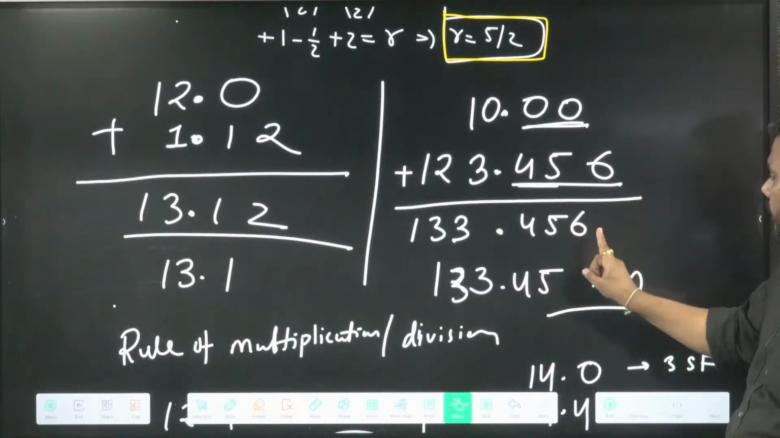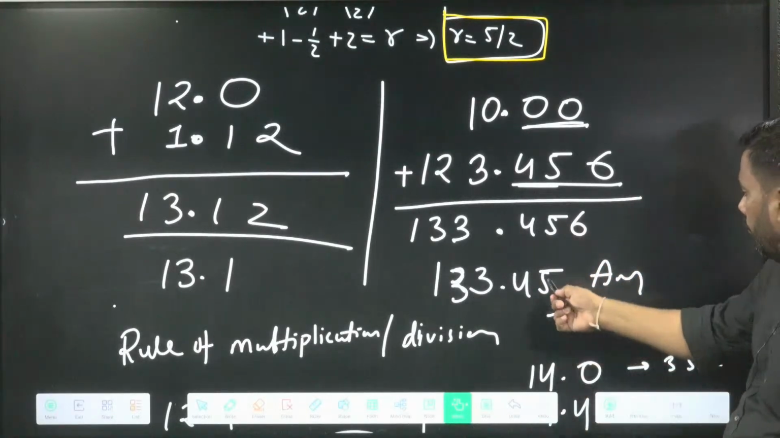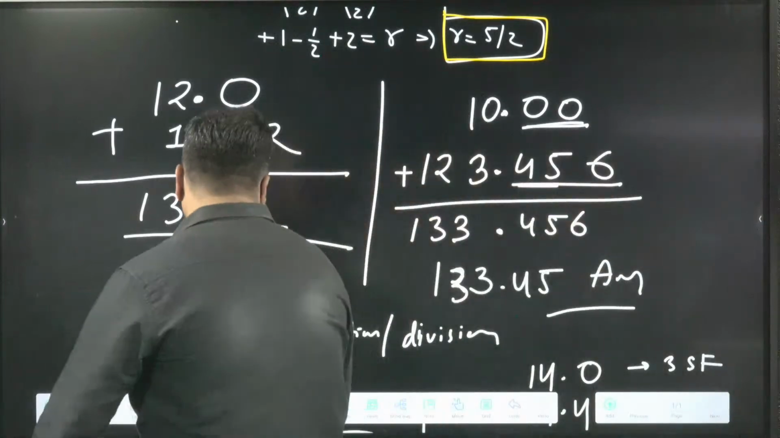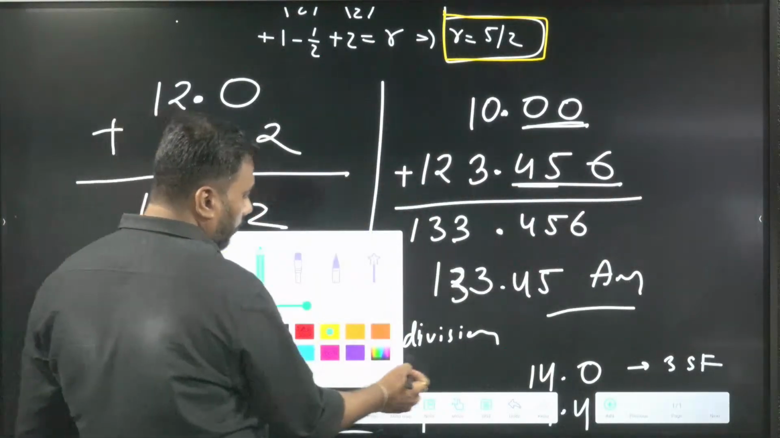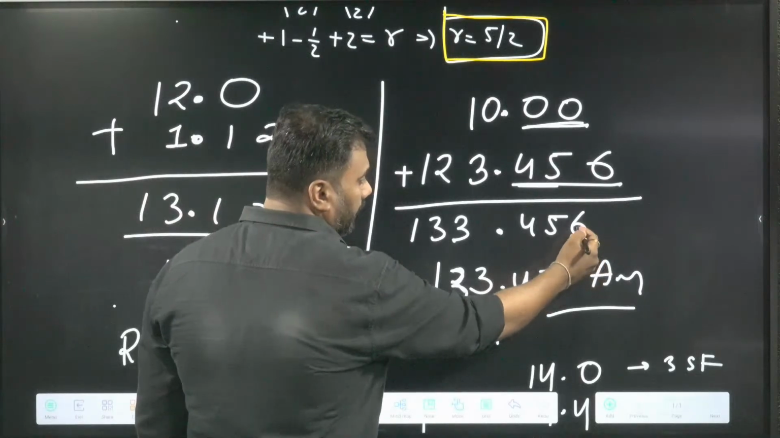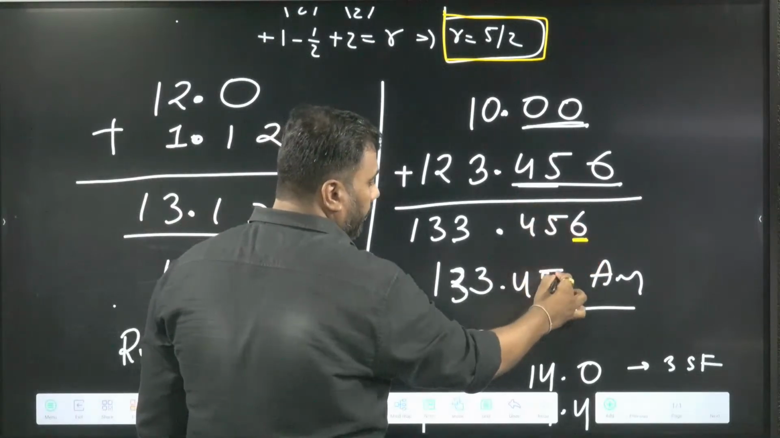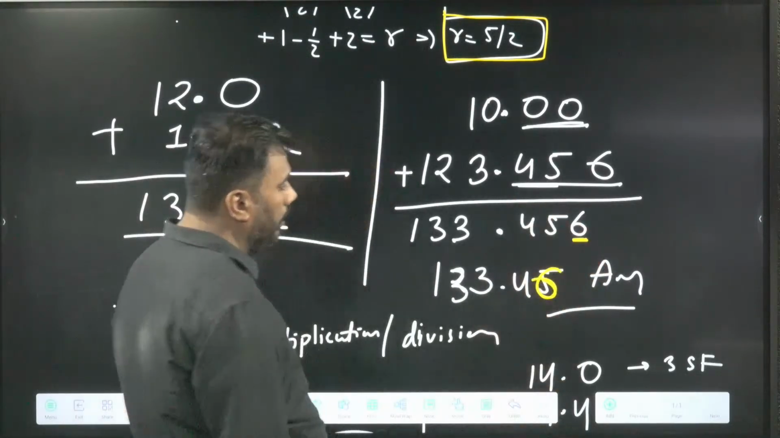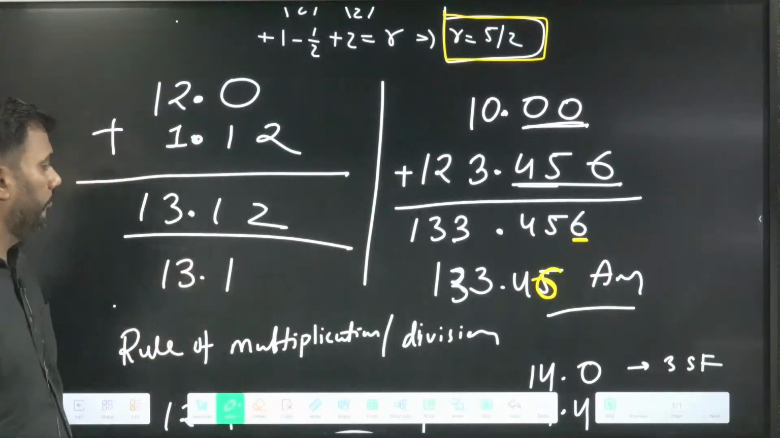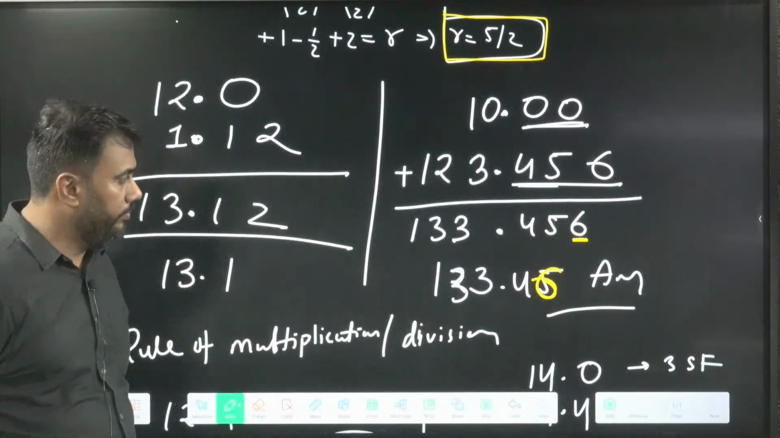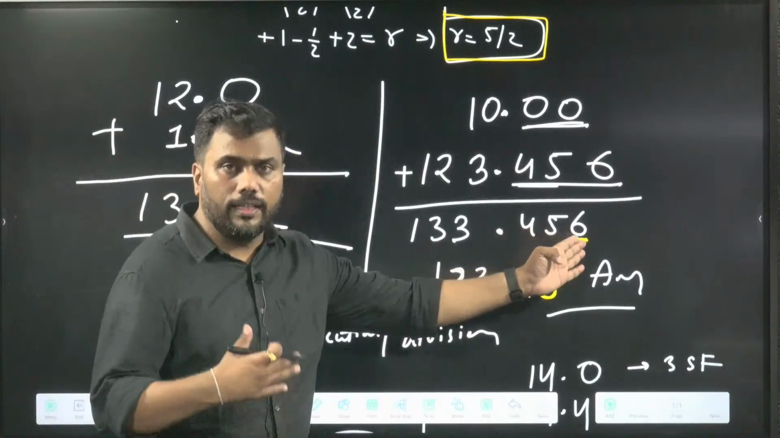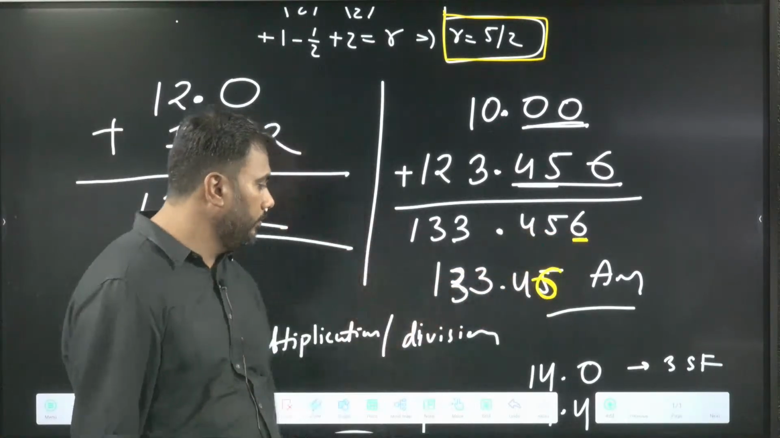We should round off this 6 by the rules of rounding off. I am leaving a 6 here, which is greater than 5, so I should increase this number by 1. So the correct answer should be 133.46 by the rules of rounding off.